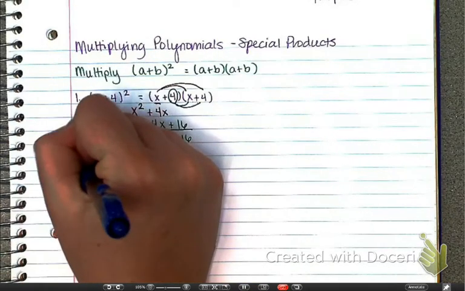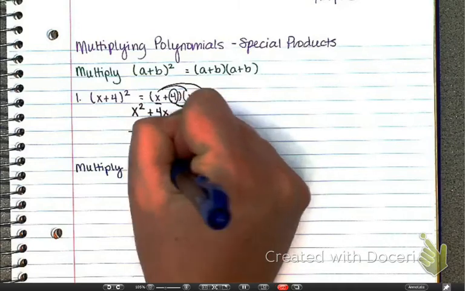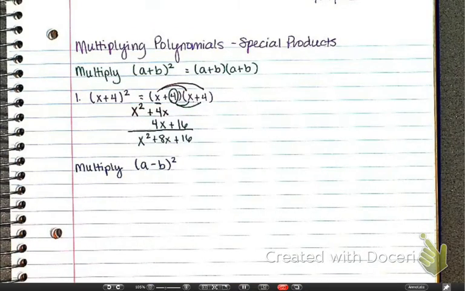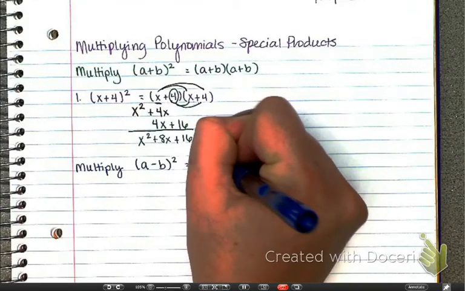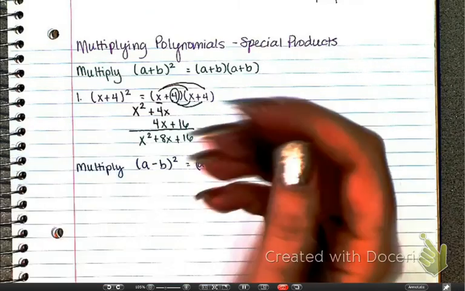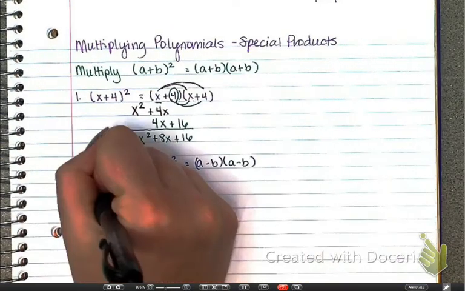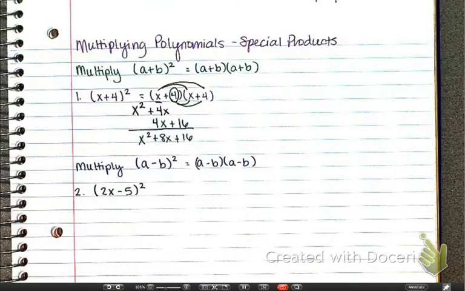What about this one? What if I tell you I want you to multiply a minus b squared? How am I going to write that out? A minus b times a minus b. Okay, good. So it doesn't change because there's a subtraction sign. It's exactly the same. So a minus b times a minus b. So why don't you multiply 2x minus 5 squared? So take a second and multiply 2x minus 5 squared.